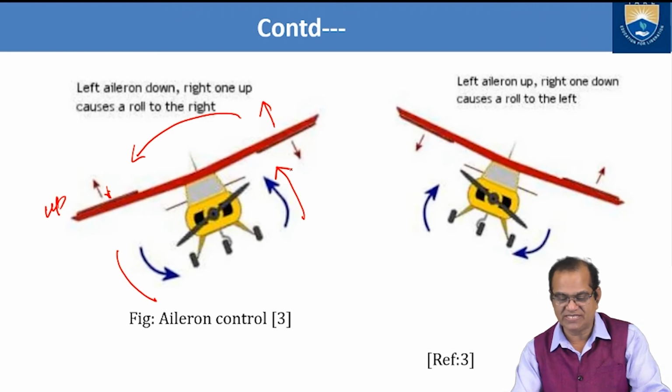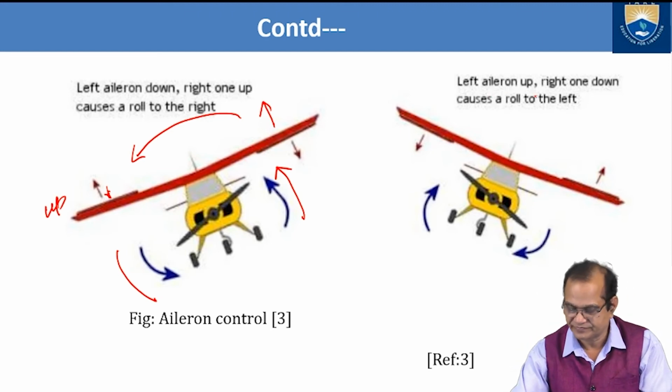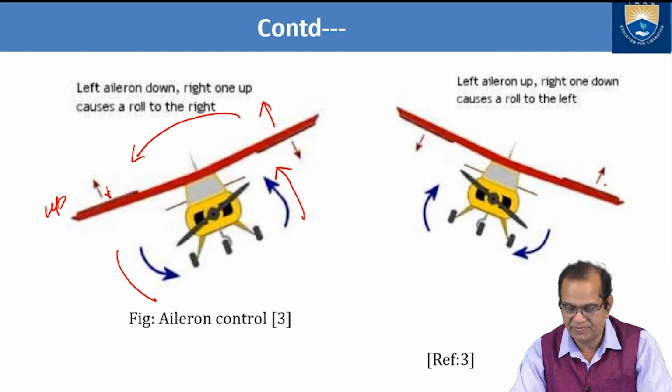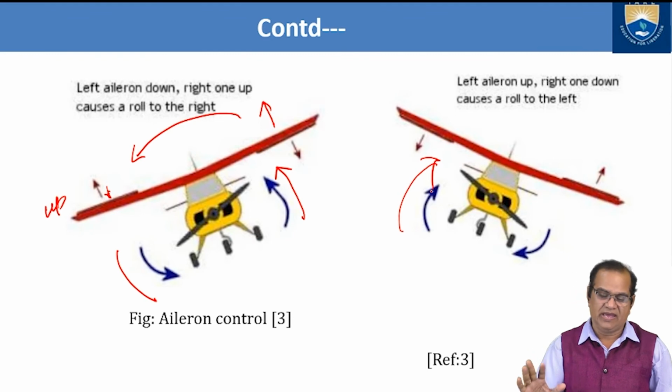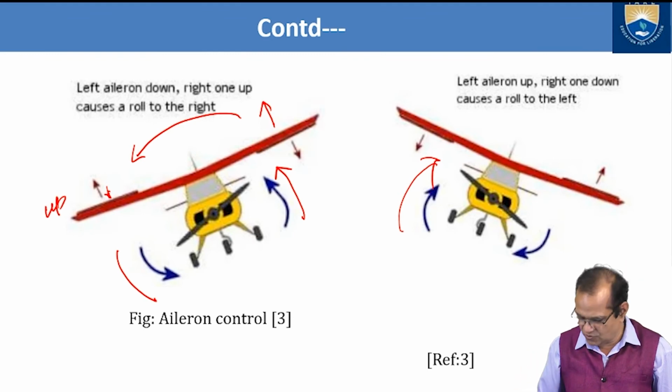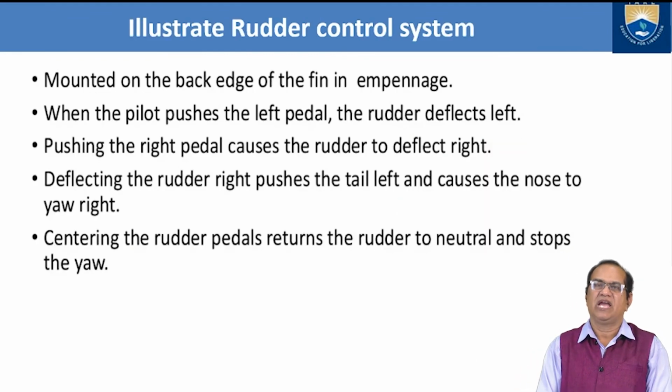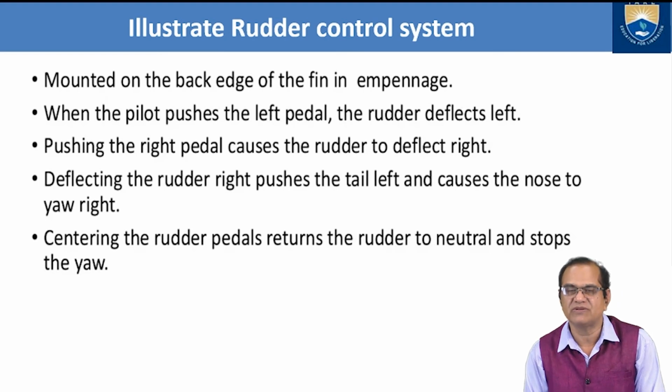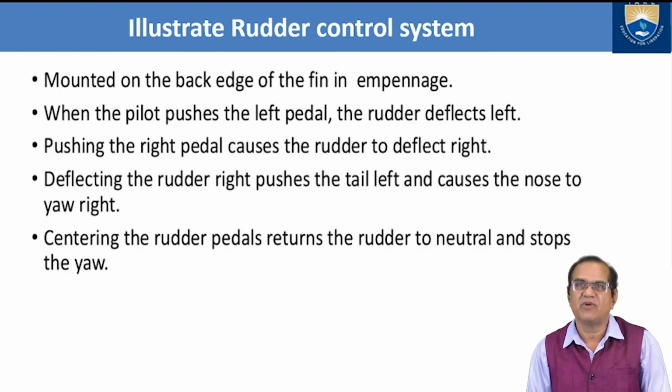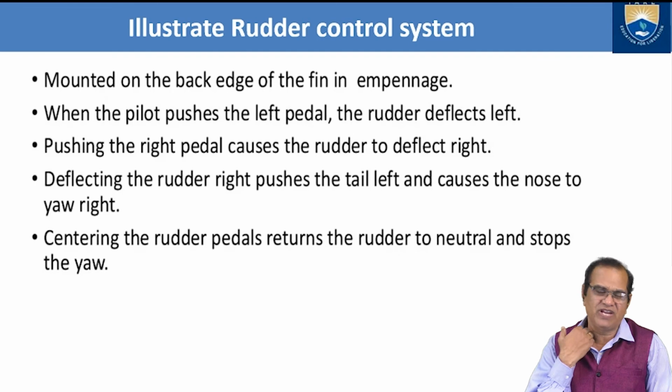The opposite will happen with left aileron up, right aileron down. So it will go in this direction. So the aileron matters and this is shown with the help of this diagram. Illustrate the rudder control system. These rudders are mounted on the back edge of the fin in the empennage.